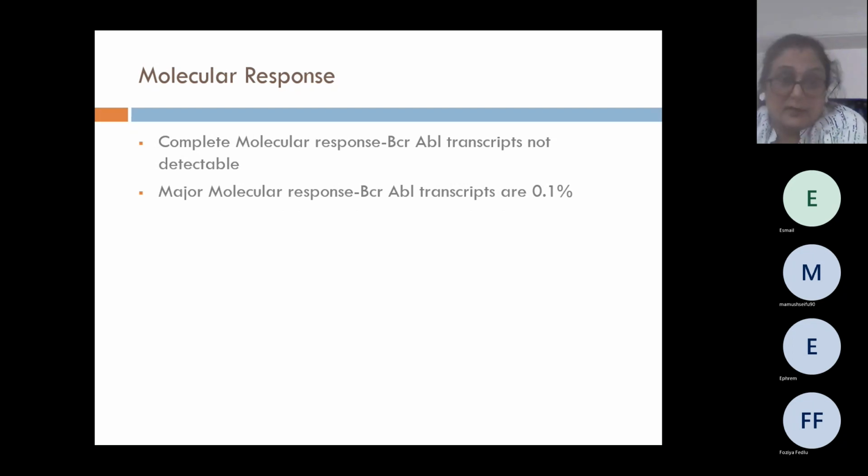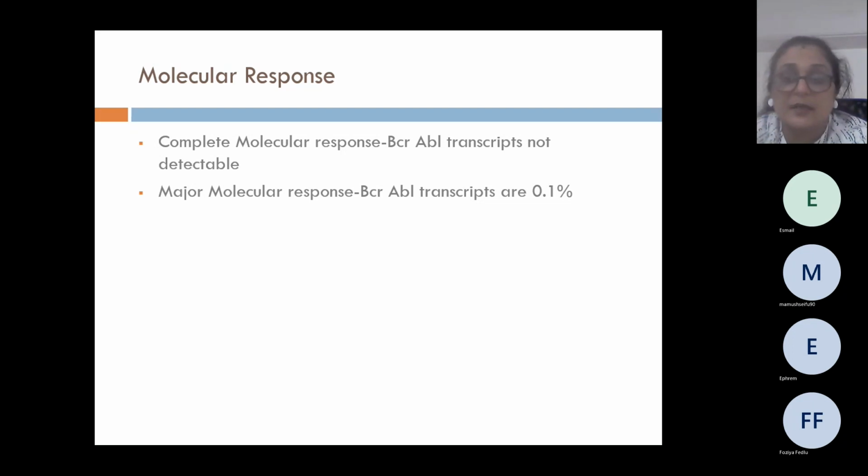We have molecular response. What do you mean by complete molecular response? That is, BCR-ABL transcripts are not detectable. Complete molecular response means the BCR-ABL transcript or the BCR-ABL gene is not detected. That means it is not present. The abnormal gene which is present in the Philadelphia chromosome, if it is not there, then it is called complete molecular response.